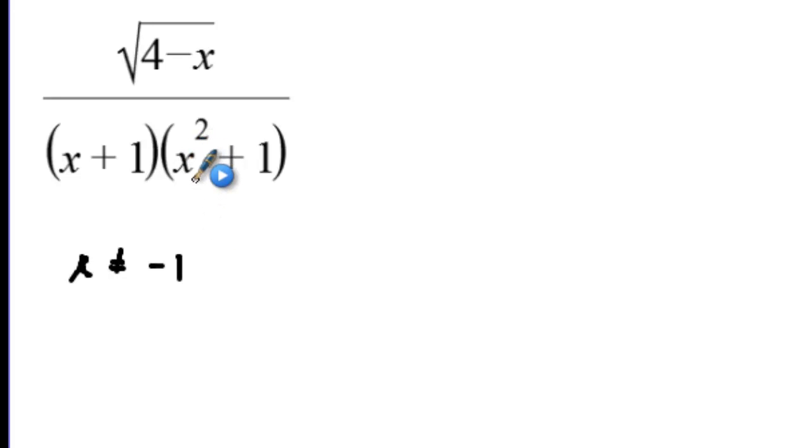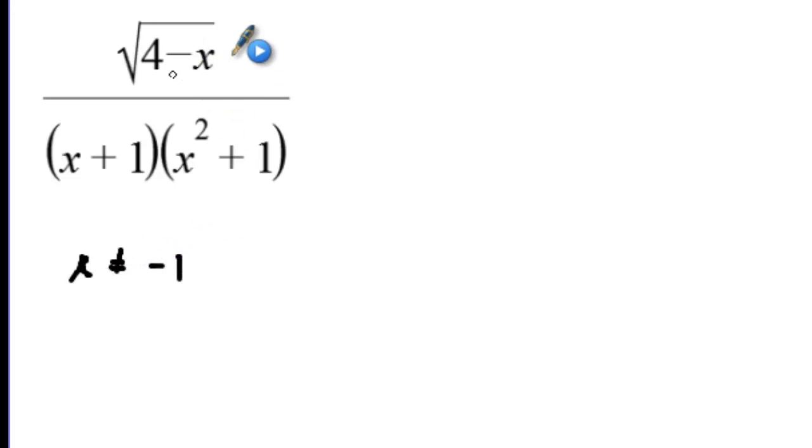And because this value that I'm putting in for x is going to be squared, this will never be negative, so this particular factor right here cannot be 0. So the only restriction based upon my denominator is x cannot be -1.